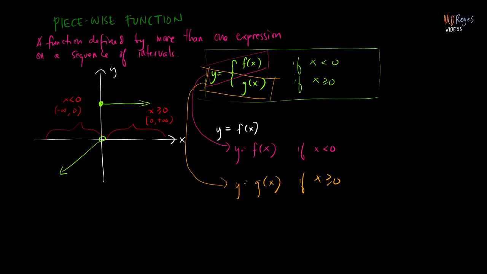So you see, we'll be seeing the first function. Let's call this function a. We'll be seeing function a on the left side of the y-axis, and we'll be seeing function b on the right side of the y-axis and on the y-axis itself, because of this inequality symbol.